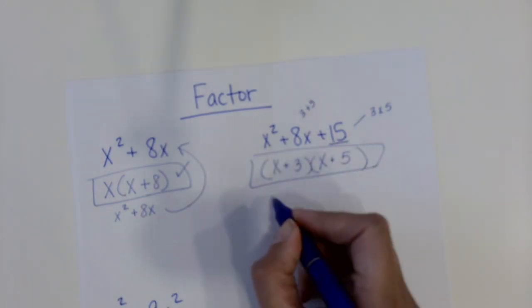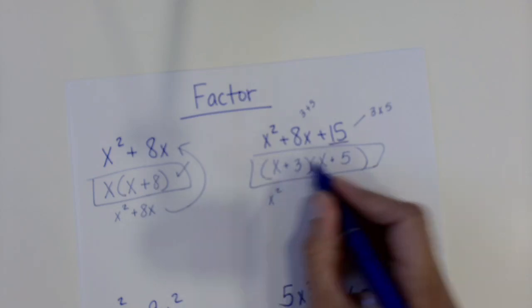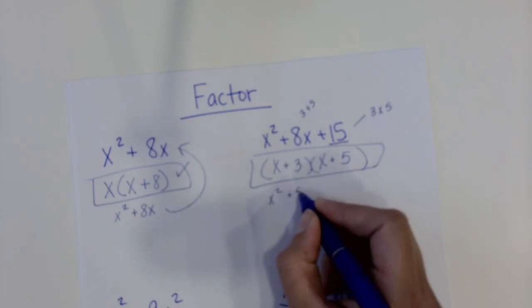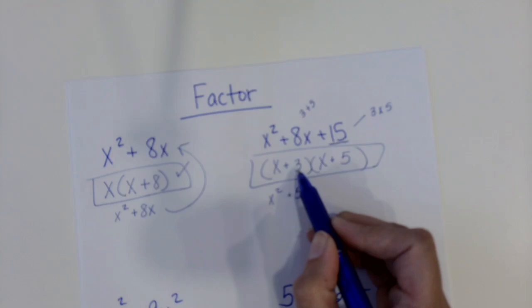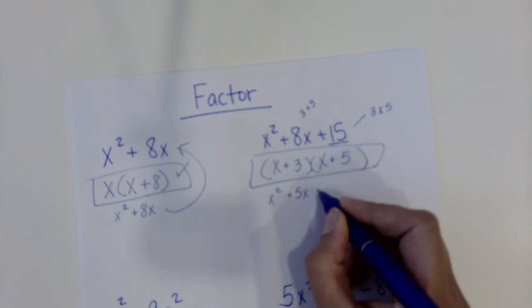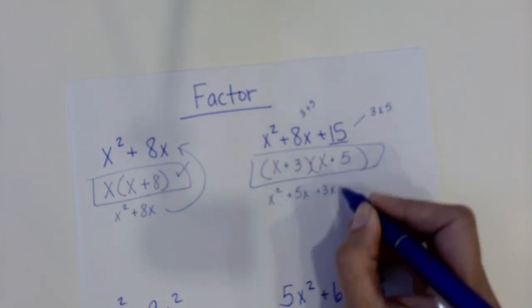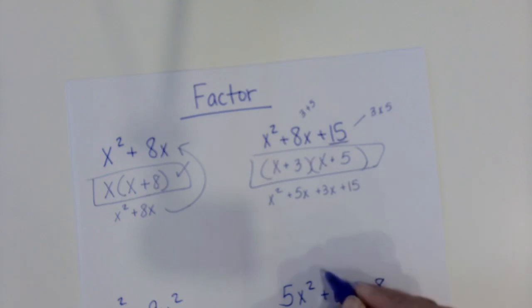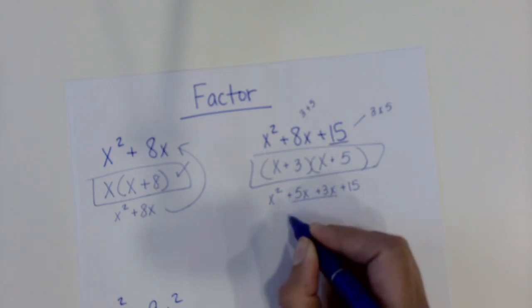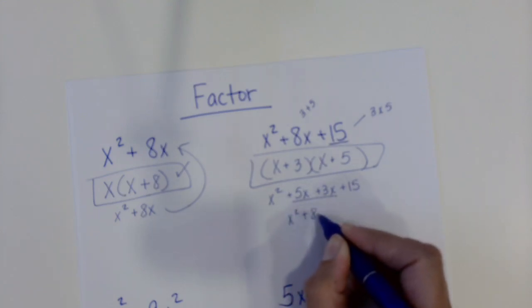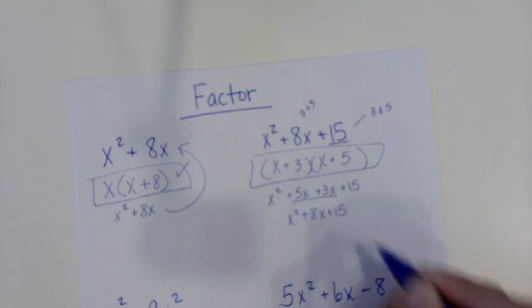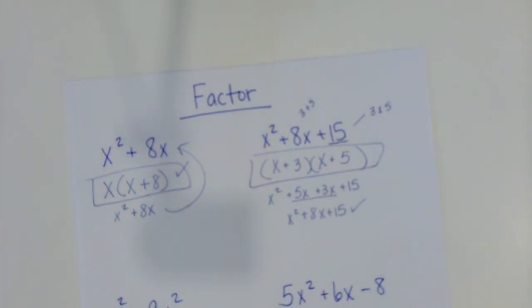We have x times x, x squared. X times 5 would be 5x. Now let's distribute this 3. 3 times x is 3x. 3 times 5, 15. And we combine our like terms, and get x squared plus 8x plus 15. Yes, we got our original problem. Great job.